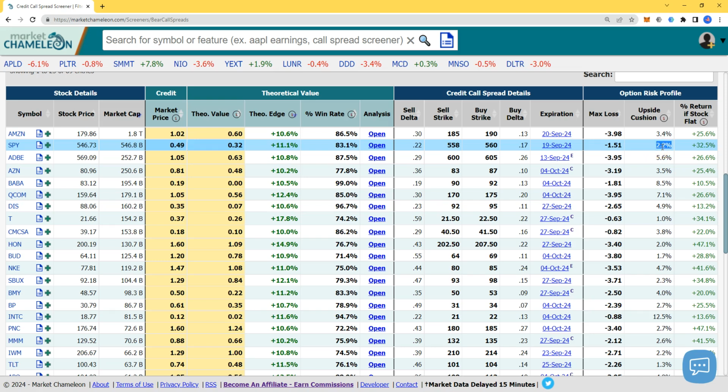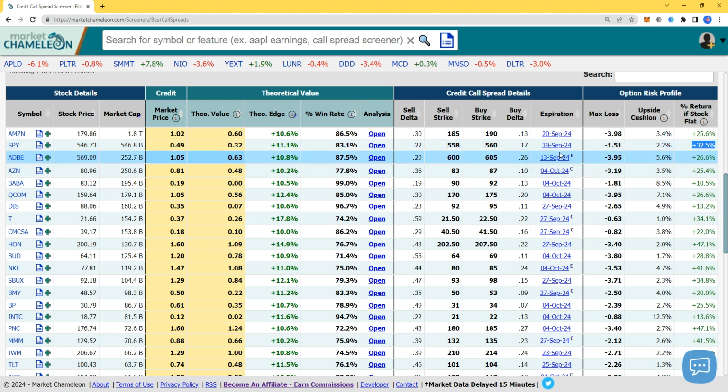Upside cushion 2.2%. So SPY can go up 2.2% in the next 10 days, and you still collect the entire amount of income. And of course, if the SPY doesn't go anywhere, you made 32.5% return on your money in 9 days, which is absolutely insane. So this is something to consider.